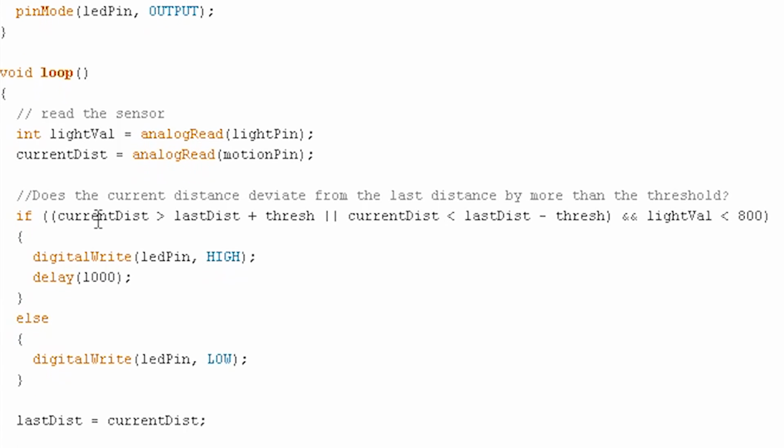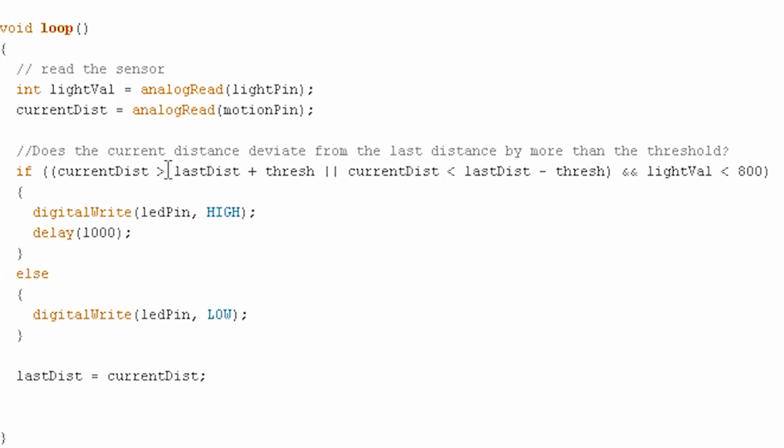So this if statement will check if the threshold has been exceeded and if the light value is less than a value of 800. So how are we doing that? Let's break it down. There's two parts here, the part in this set of parentheses and the part checking for the light value. Those two parts are separated by double ampersand, which is a logic AND. That means if both the contents of this parentheses are true and this is true right here, then we'll execute the if statement, which turns the LED on for 1 second.